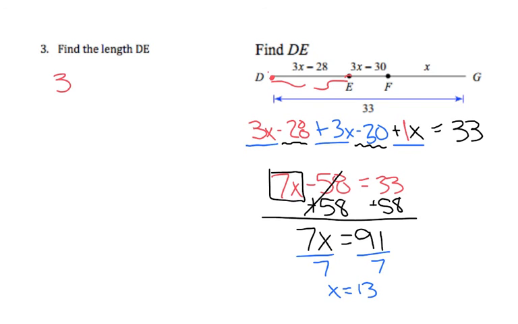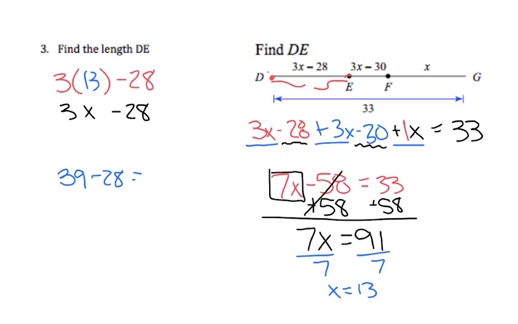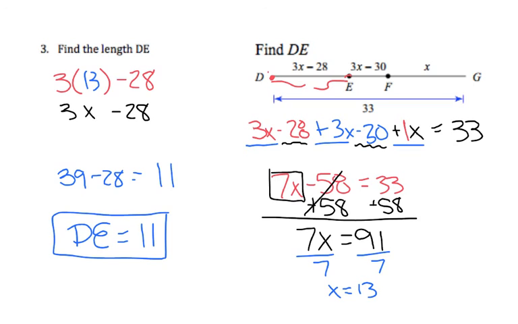Because they asked for the value of DE. So we have to plug it in. So DE was 3x minus 28. Okay, so what we're changing x for is 13. So 3 times 13, okay, gives you 39 minus 28. And 39 take away 28 leaves you with 11. So the length of D to E is equal to 11. Yay!